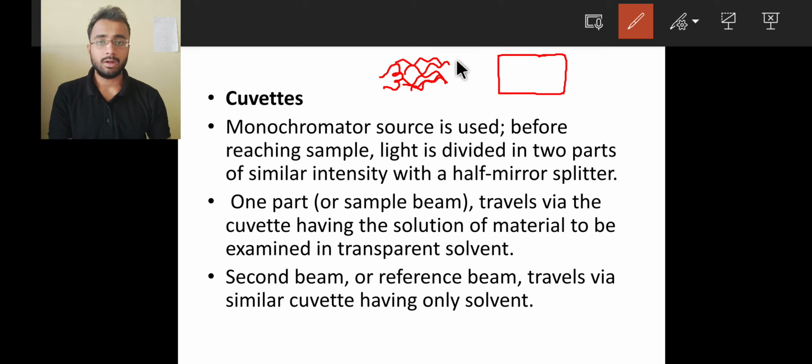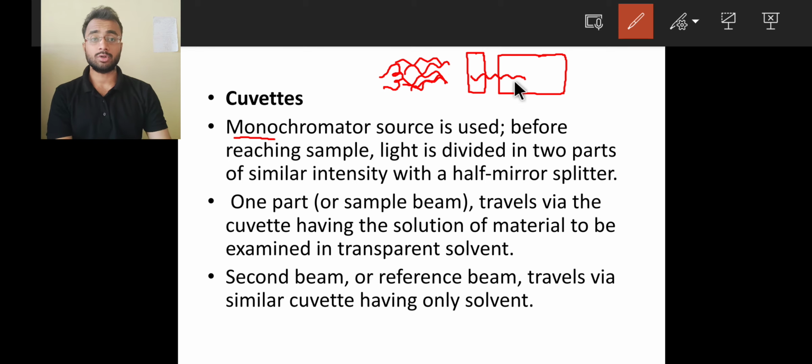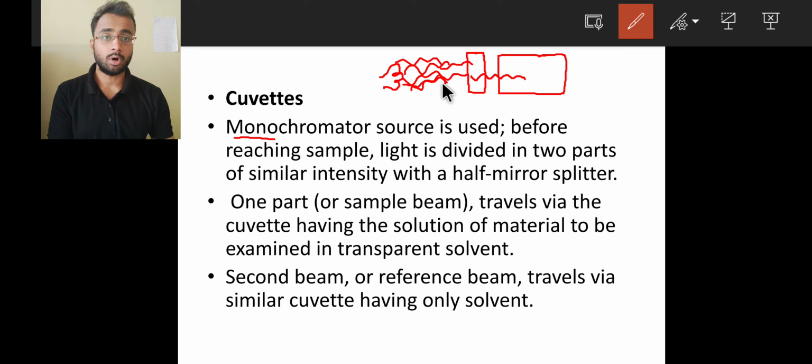But here we do not require all these wavelengths. So what will we use? We will use a monochromator. Mono as in single, the monochromator will allow only a single type of wavelength to pass through it. This is the function of the monochromator.